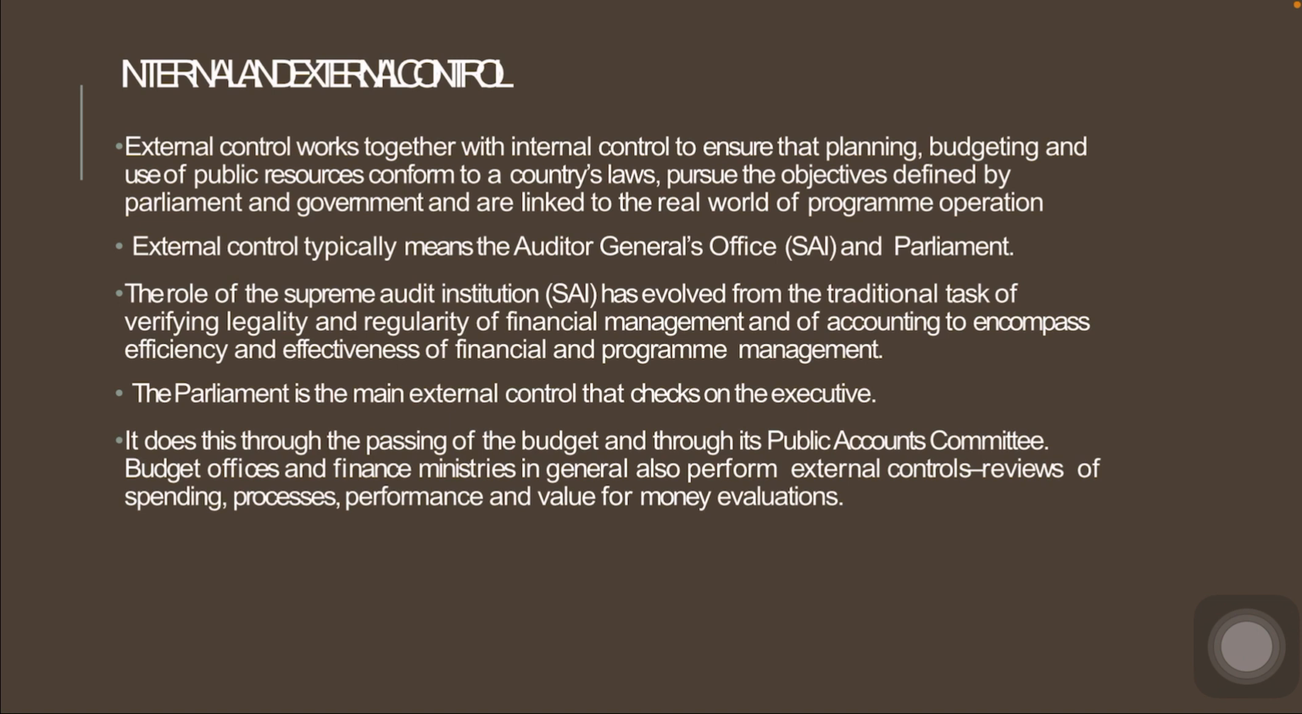Sebab ni lah kita kata kita ada audit. Audit lah, kan kita dah belajar dah kan, internal audit, external audit, so benda yang sama lah. So external control typically means the Auditor General Office and also Parliament. So apa contoh external control? Kita ada Auditor General Office dan juga Parliament. So the role of the Supreme Audit Institution has evolved from the traditional task of verifying the legality and regularity of the financial management towards the encompassing and efficiency and also effectiveness of the financial program management.